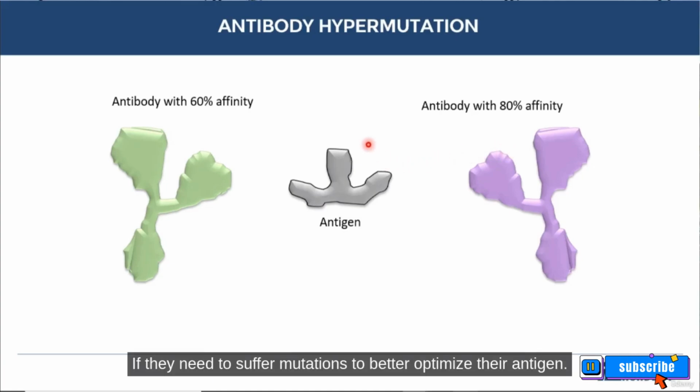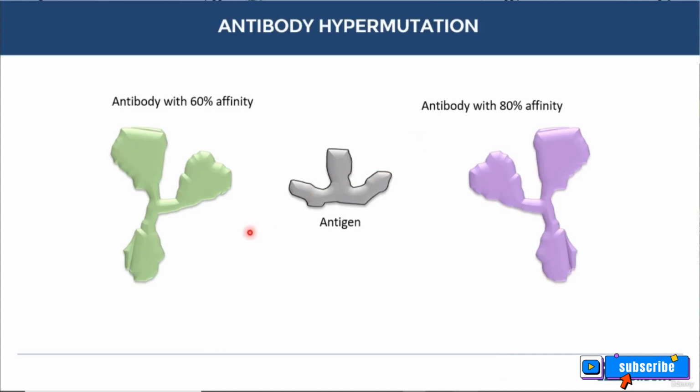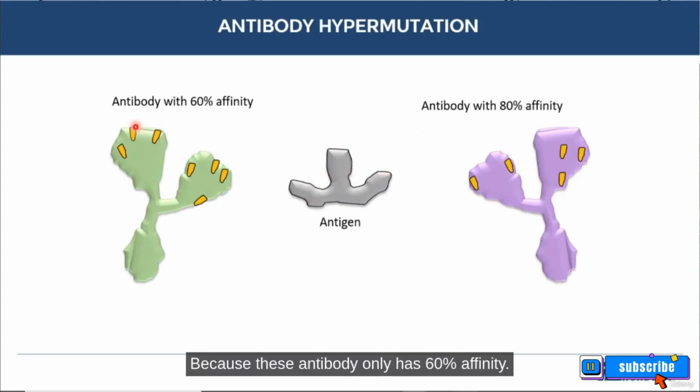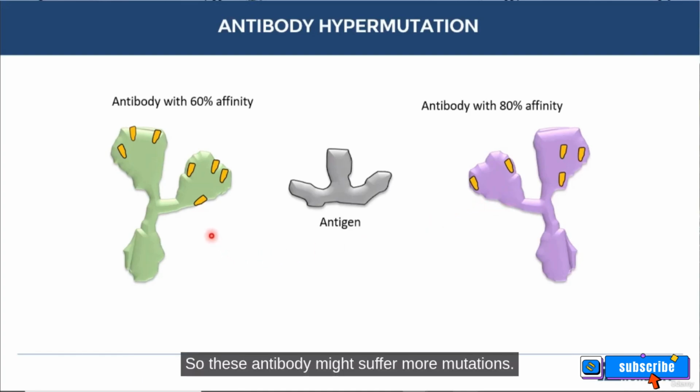If they need to suffer mutations to better optimize their affinity with the antigen, which one of them needs more mutations? Because this antibody only has 60% affinity, we need further improvement. We need more improvement than in this antibody right here. So this antibody might suffer more mutations.